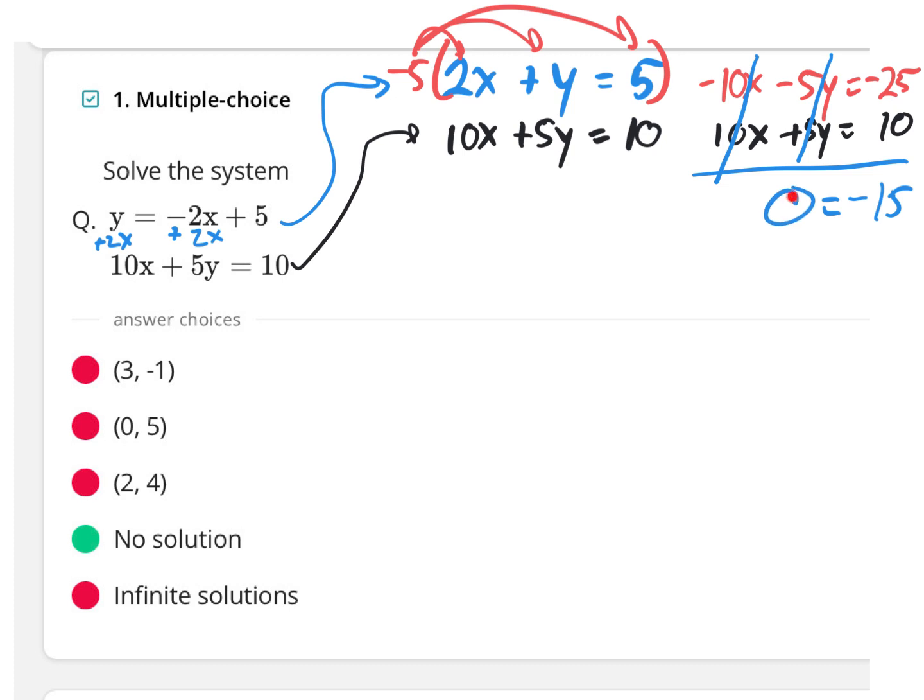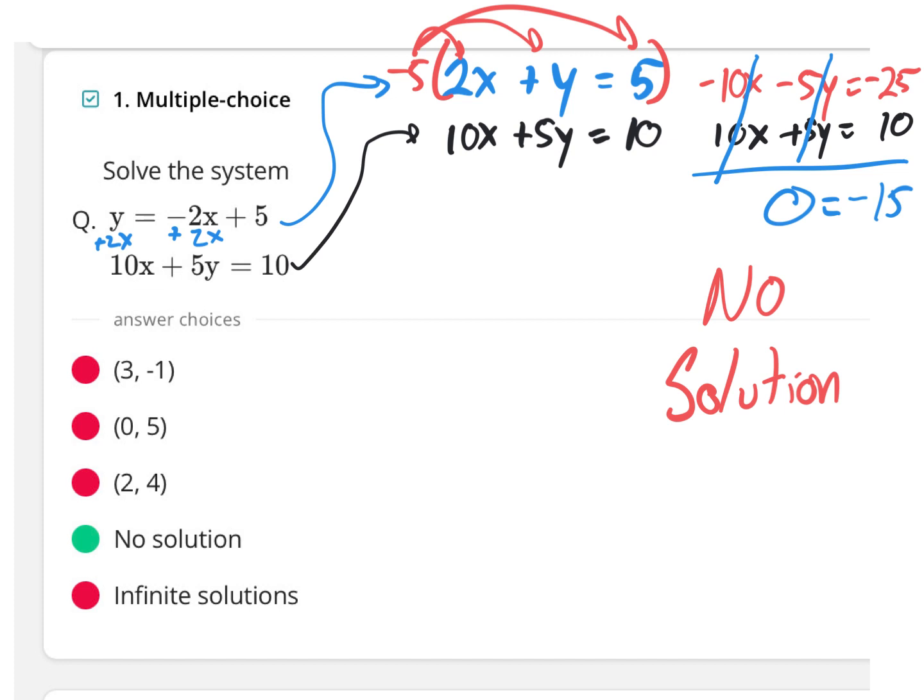So what does this say right here? It says 0 equals negative 15. That is an impossibility. 0 is never going to equal any number besides 0. So right there is where you say no, as in no solution. What does that mean visually? If you were to have graphed both lines, you will see that they are parallel. They do not intersect.